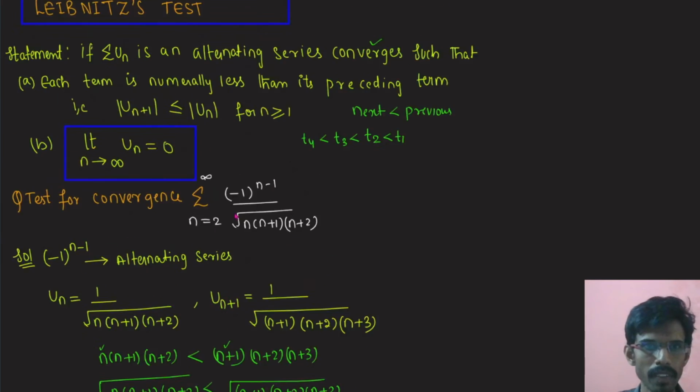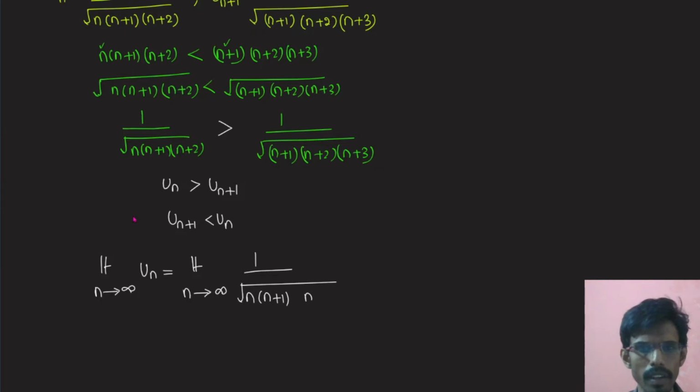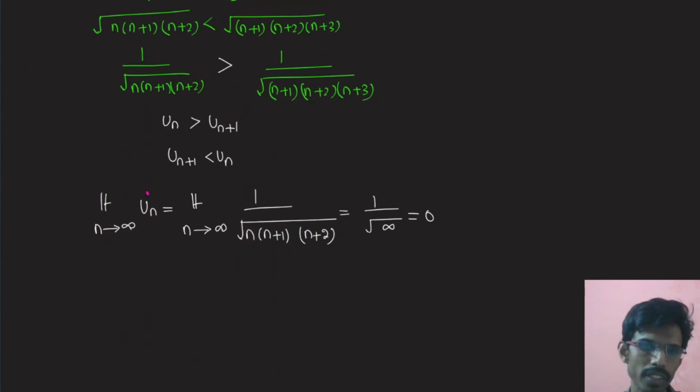Now the next condition is limit n tends to infinity of un. Now apply that. Limit n tends to infinity, un value we have 1 by root over n(n+1)(n+2). Now if I put the limit infinity here, it will become 1 by root infinity. So this will become 0 only. So by that condition, limit n tends to infinity being 0 means convergence.